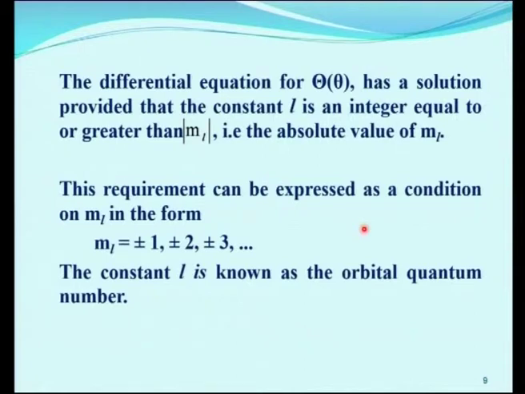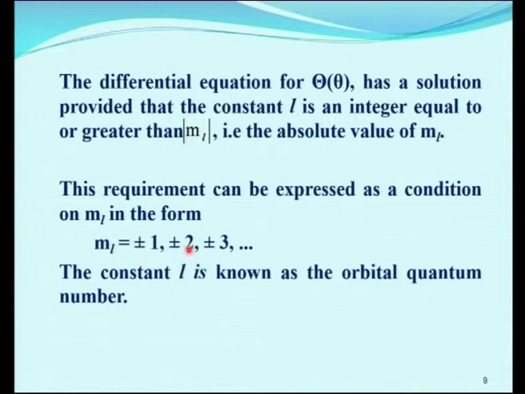So, the theta equation, capital Theta of small theta, has a solution provided that the constant l is an integer equal to or greater than the modulus of m l. Modulus means the absolute value of m l. We have already seen that m l is the magnetic quantum number. So this requirement can be expressed as a condition on m l: m l is equal to 0, plus or minus 1, plus or minus 2, plus or minus 3. Here this constant small l is known as the orbital quantum number. So up to now, m l is the magnetic quantum number, and small l is the orbital quantum number.